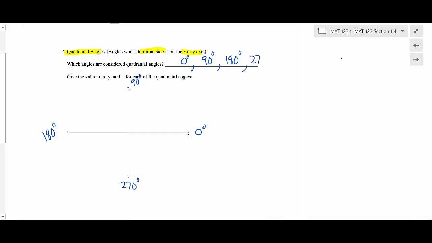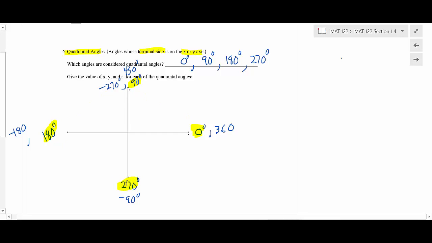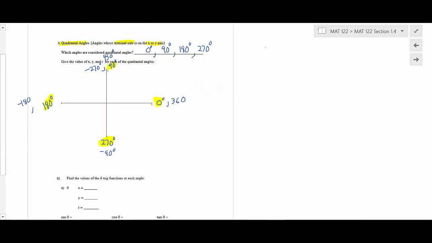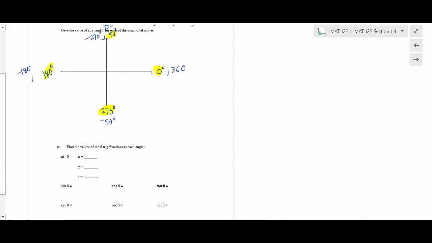Now, those angles get bigger and bigger forever, so you could also have 360, you could have 450, and so forth. You can even have negative angles. So like this would be negative 90, negative 180, negative 270. All these angles are coterminal to each other. To focus on this, though, we're mainly going to focus on 0, 90, 180, and 270. So we're going to look at finding the values of the trig functions at a quadrantal angle.